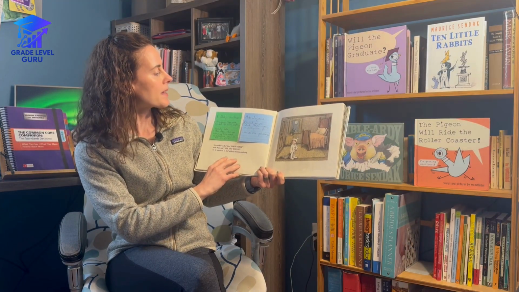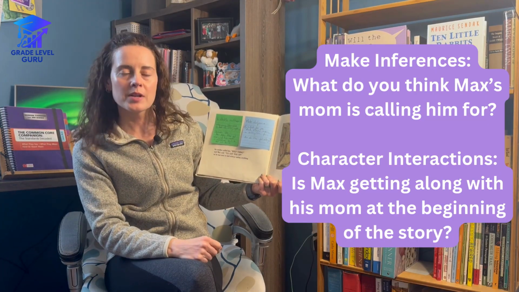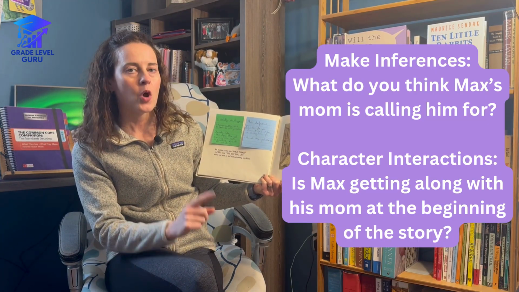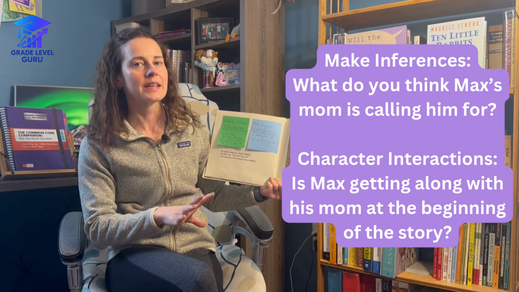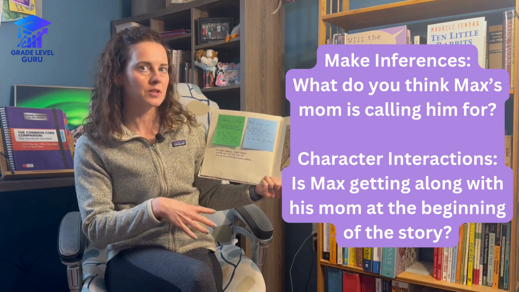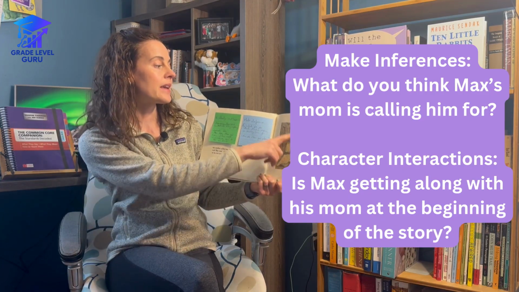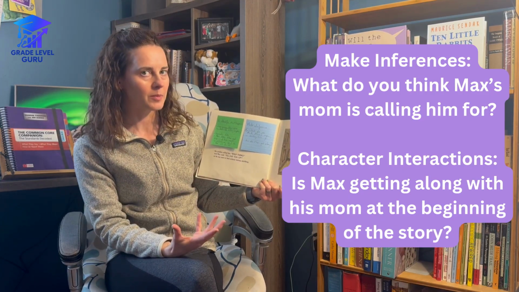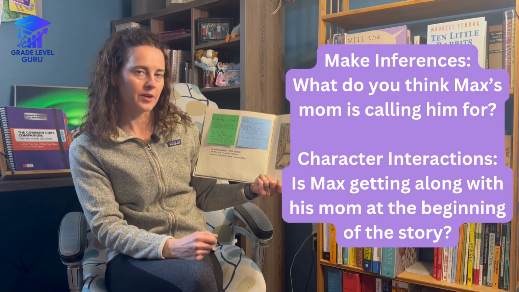All right, making some inferences. Here, I want you to ask your first or second grader, what is Max's mom calling him for? They never say in the book actually what she is calling him for, but there are lots of context clues both in the words and in the illustrations that she is probably calling him for dinner. So push your first or second grader to make that inference.